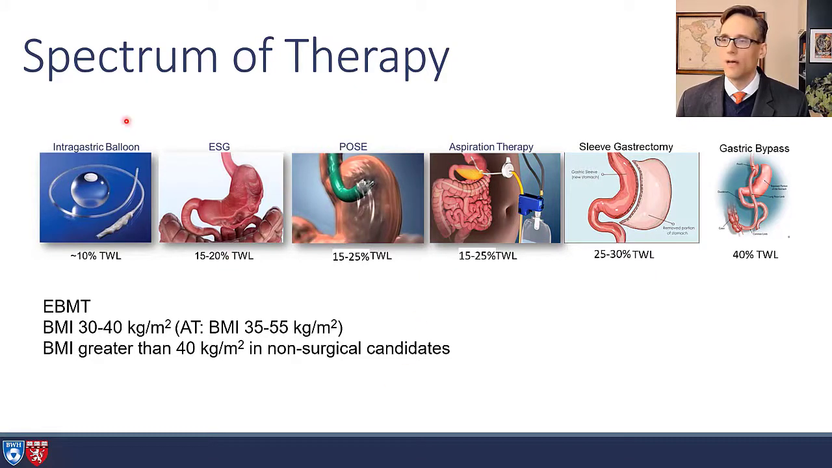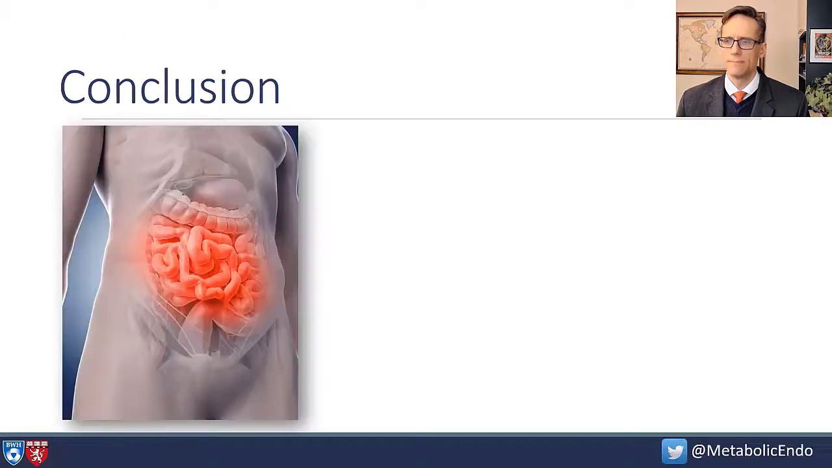So summing it all up here, we have a full spectrum of therapy with bariatric endoscopy, with balloons giving about a 10% total weight loss at a year, ESG and POSE getting 15 to 20%, aspiration therapy in that 15 to 20% or so as well, fitting nicely under surgery and above medications and across a broad group of patients.